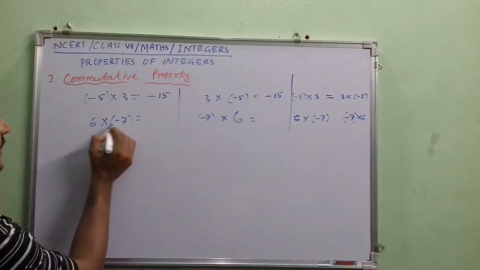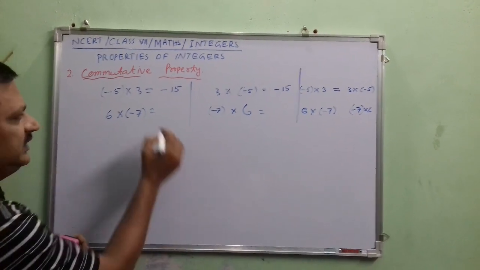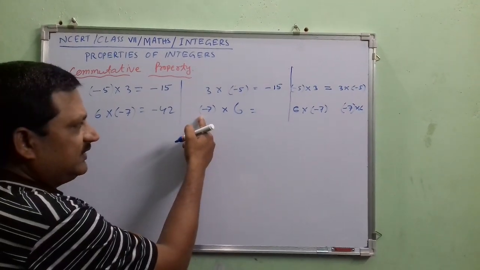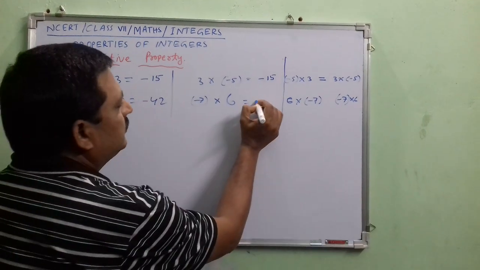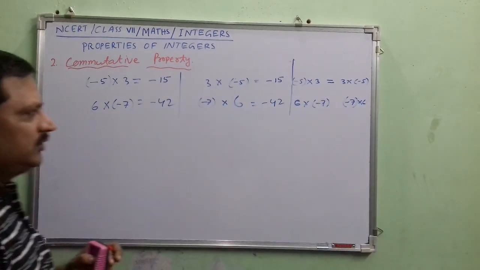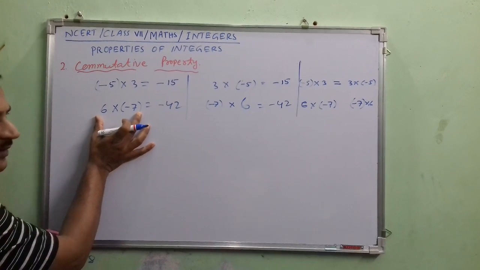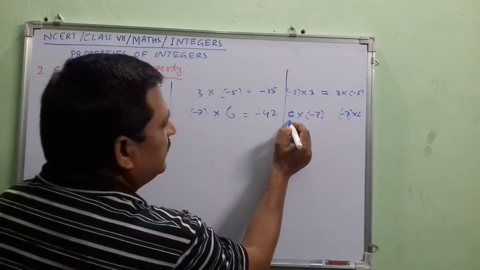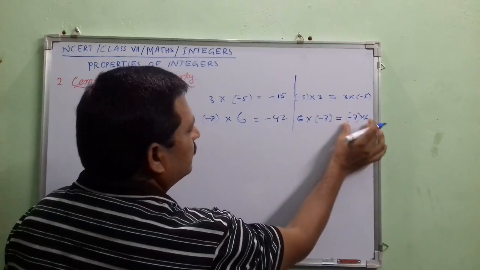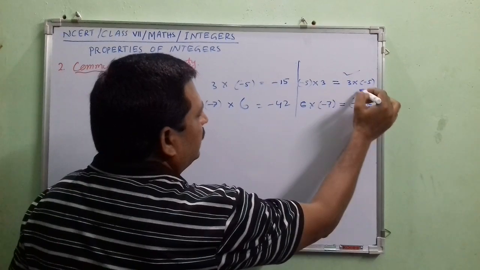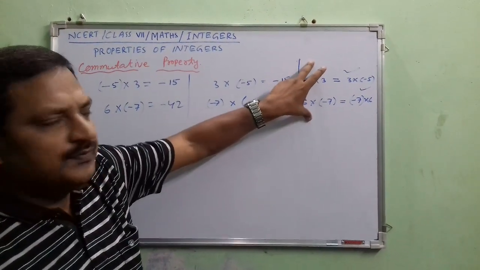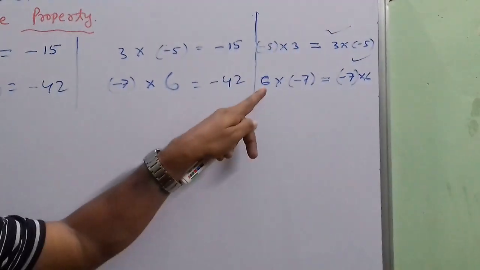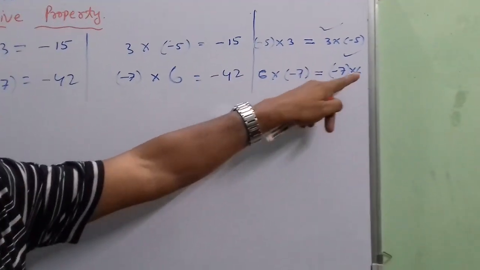Now 6 into minus 7 is equal to minus 42, and minus 7 into 6 is also minus 42. So 6 into minus 7 is equal to minus 7 into 6. Now concentrate upon these two: minus 5 into 3 equal to 3 into minus 5, and 6 into minus 7 equal to minus 7 into 6.